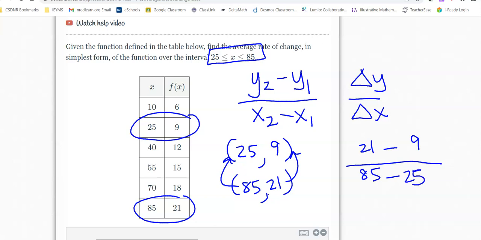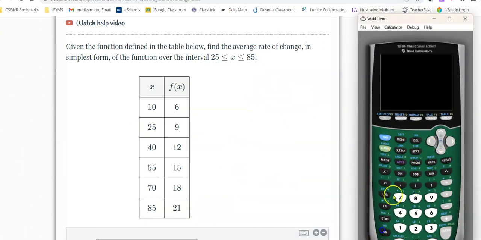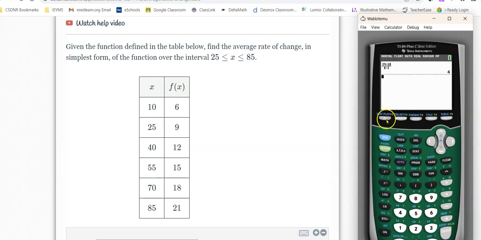Now you can do this math mentally. You can do this one step at a time on your calculator. You can do 21 minus 9, you can do 85 minus 25, or you could do it all in one fell swoop. And this is what I mean. When you turn your calculator on, you can enter into the fraction, right? You open your fraction mode, and you simply type all of that math. So all of that math was y minus y, 21 minus 9, and then x minus x, which was 85 minus 25. So there you go.